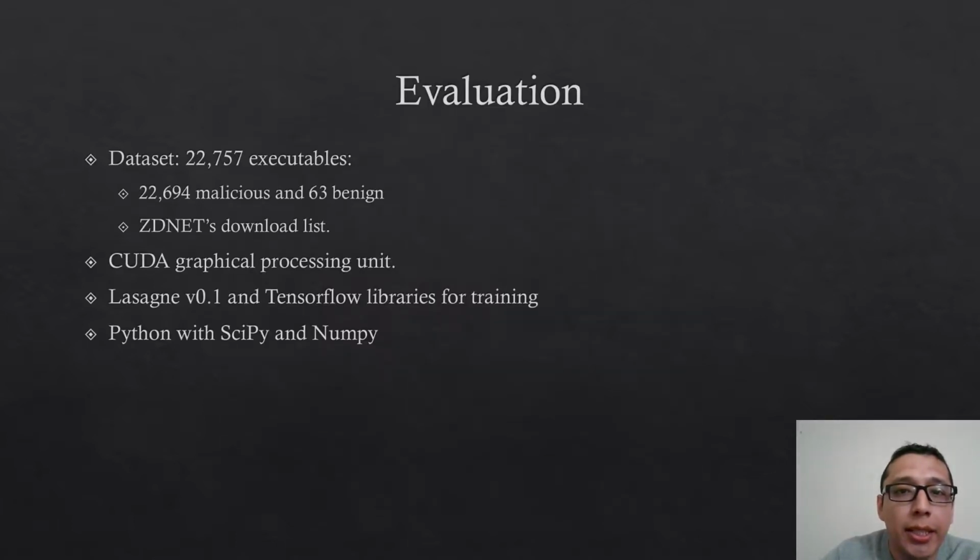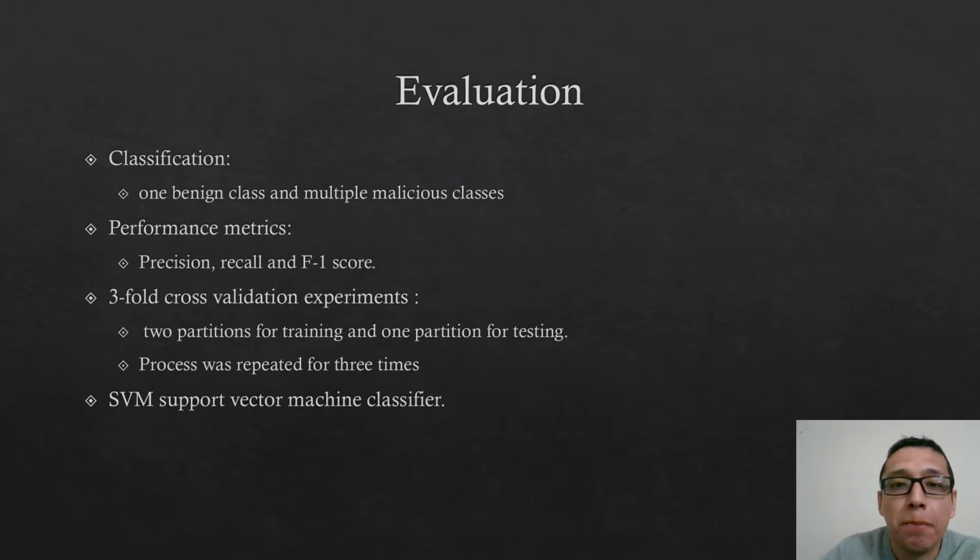The dataset was 2000 for evaluation. The dataset was 22,757 executables, 22,794 malicious and 63 benign, from the CNET download list. The graphical processing unit used CUDA. The neural network models were trained with Lasagne and TensorFlow libraries, and to extract features, the Python programming language was used with pefile and NumPy.